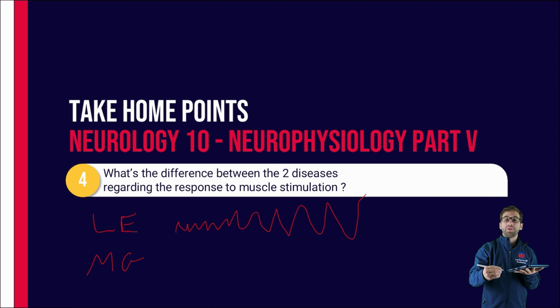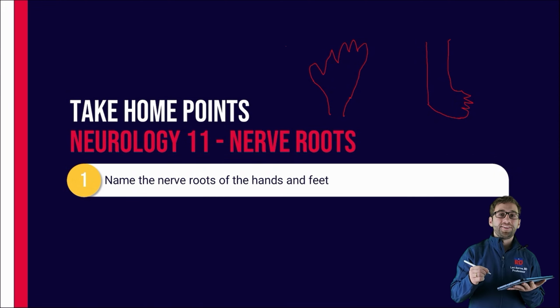Part 11. Welcome to our take-home point session for Neurology 11, focusing on nerve roots. Name the nerve roots of the hands and feet. Well, the nerve roots that innervate the hands are primarily C6, C7, and C8. C6 is responsible for thumb sensation, C7 for the middle finger, and C8 for the pinky finger or little finger.